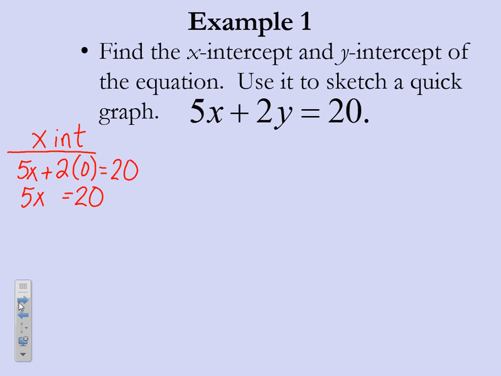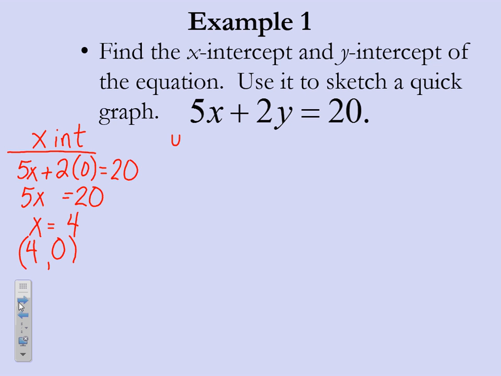20. Now if I continue to solve and divide by 5, it says that x will equal 4. Now this means that it's telling me the x part of the coordinate, that is the x-intercept. So 4 will be the x part. What is the y part? Well, that's the 0 that we plugged in to begin with, because x-intercepts will always have a number value as the x part and a 0 as the y part for its coordinate.